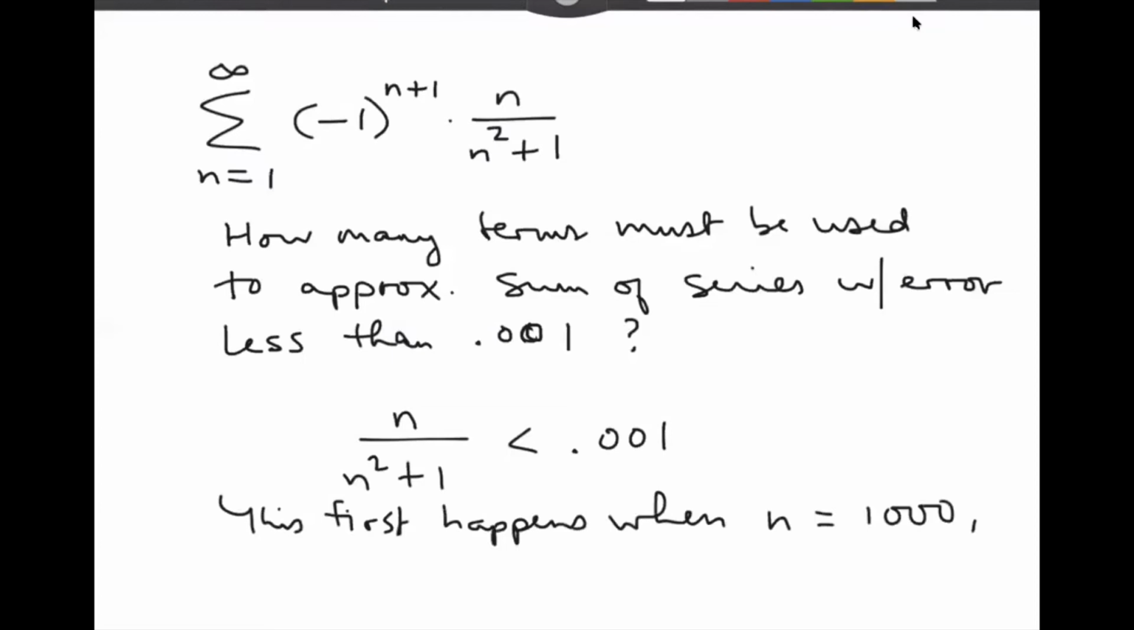Okay, so if you want to estimate the sum of this series with error less than 0.001, then you would need 999 terms, and your error will be less than 0.001.